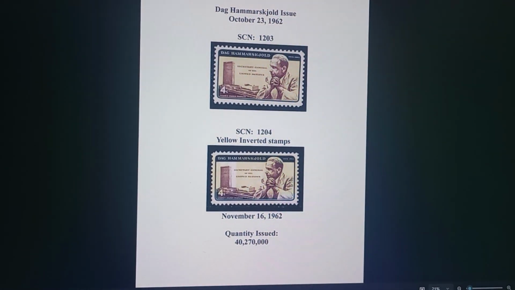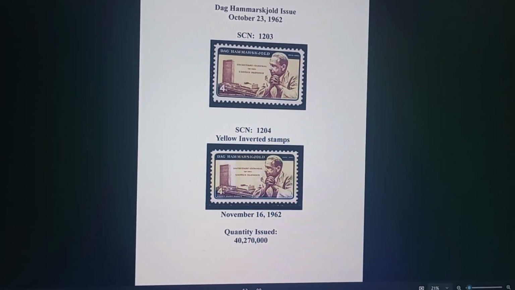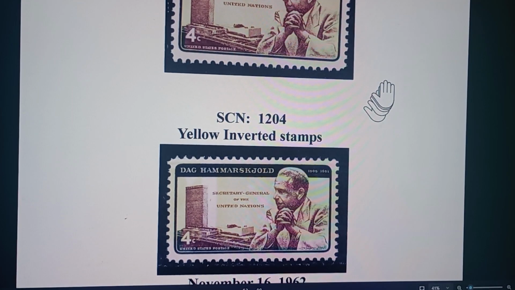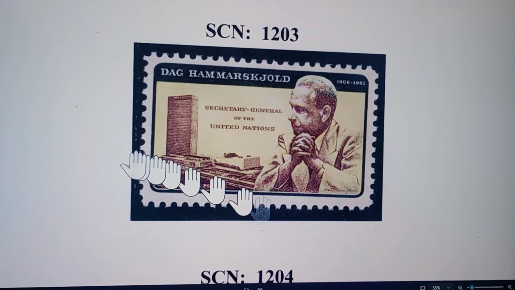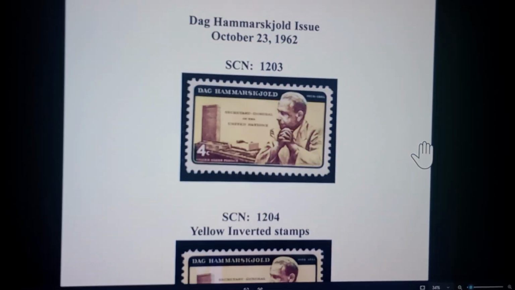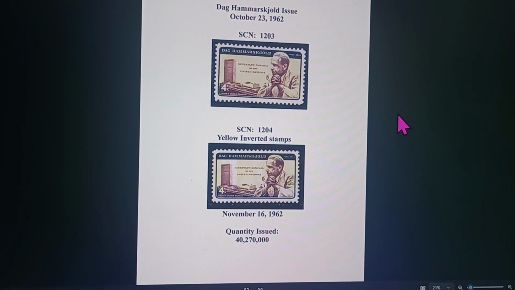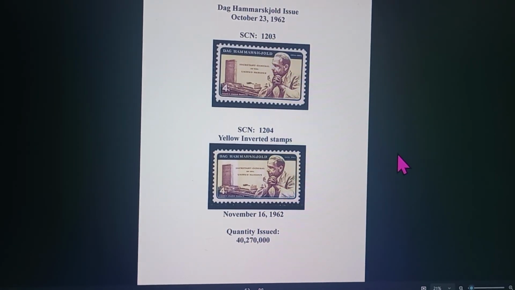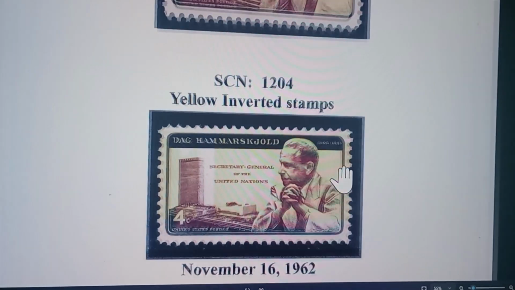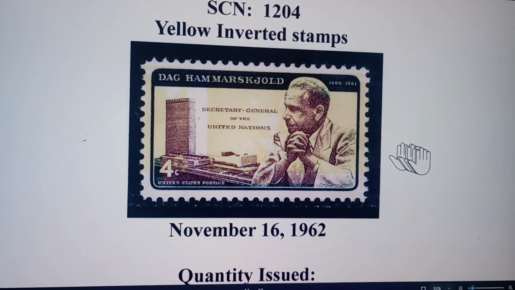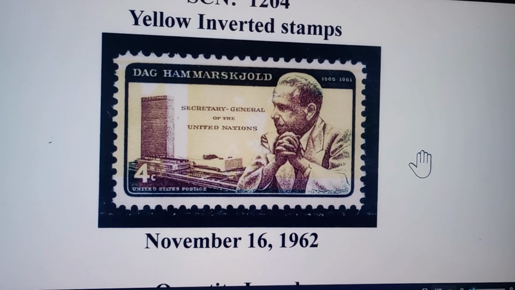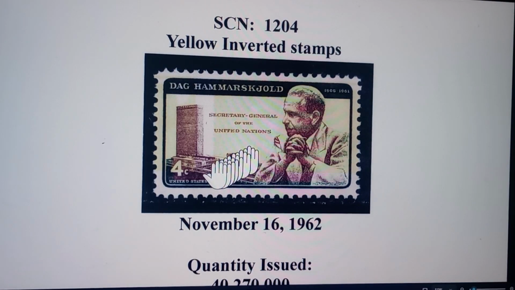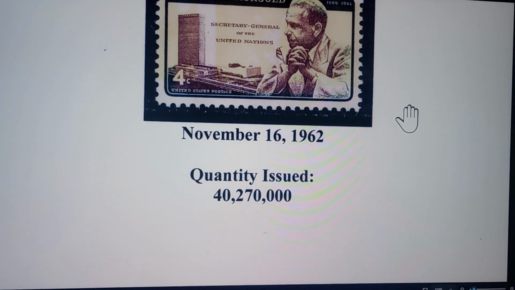In October 1962, the 1203 was issued, as you can see up here, the nice, beautiful stamp, and it was issued with no basic errors. As you can see, it's all nice and pretty. But because a sheet had gone out with the yellow inverted, the post office decided to issue a whole bunch of the same stamp with the yellow upside down. The post office printed over 40 million of these stamps.